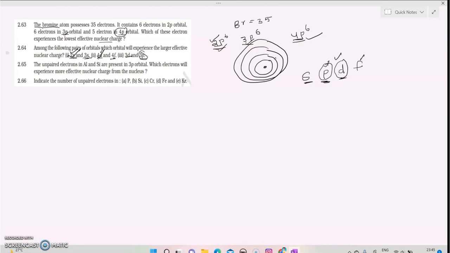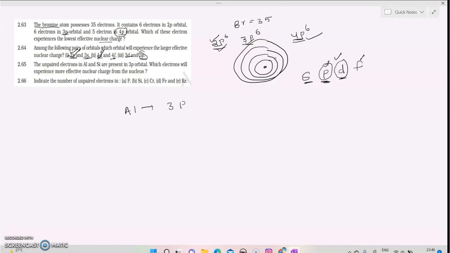Next question. The unpaired electrons in aluminum and silicon are present in 3p orbital. Which electron will experience more effective nuclear charge? More effective nuclear charge they are asking. So in aluminum and silicon, the aluminum electron is present in the 3p orbital, and in silicon the electrons are also present in the 3p orbital. Which electrons will experience more effective nuclear charge, they are asking.